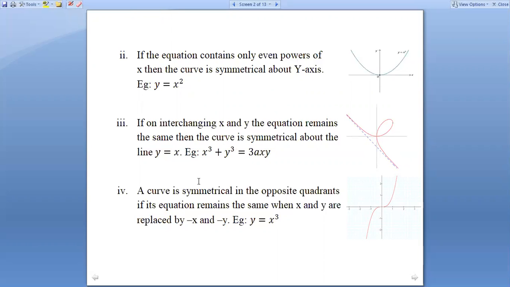If the curve is symmetrical in the opposite quadrants, if on replacing x and y by minus x and minus y, the equation remains the same. So you're replacing x by minus x and y by minus y. So you have minus y is equal to minus x cube. So minus gets cancelled, you have the same equation. So in that case, the curve will be symmetrical in the opposite quadrants. So this is how you find the symmetry.